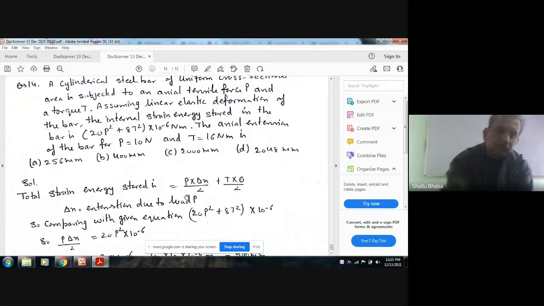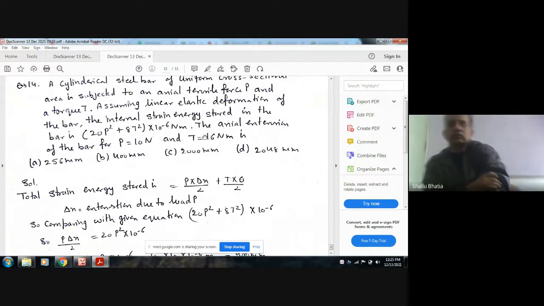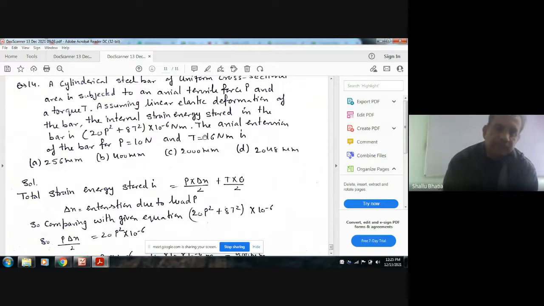Now the strain energy is given as 20 P square plus 8 T square multiplied by 10 raised to minus 6 Newton meter. Now we have to determine the axial extension. There will be no extension of the bar due to the torque, so the extension of the bar will be only due to the load P.